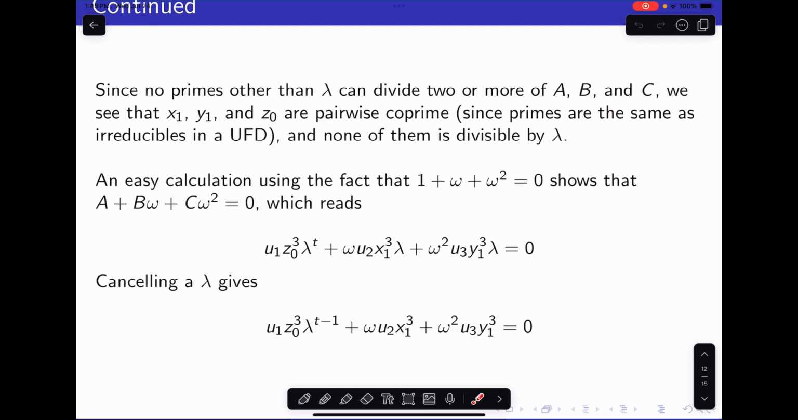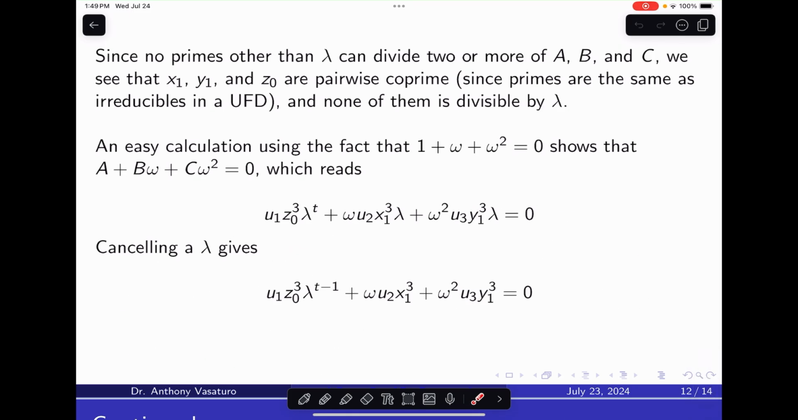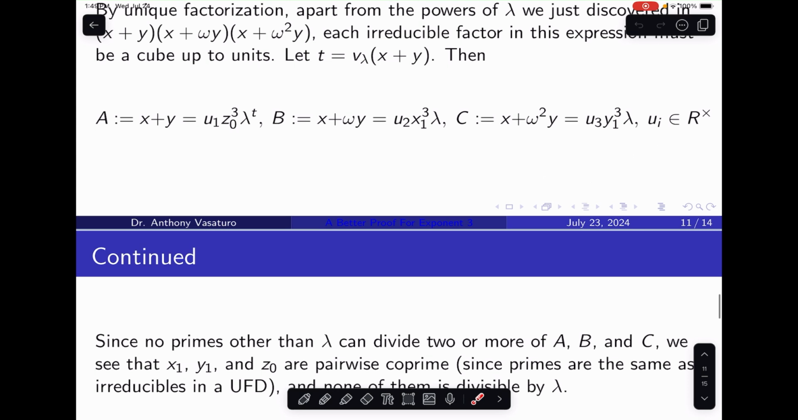Now, no primes other than lambda can divide two or more of a, b, and c. That was numbered exercise 4. So we see that x1, y1, and z naught are pairwise coprime, again because primes are the same as irreducibles in a UFD, so in particular in R. So these new numbers that we found in R are still coprime. And none of them is divisible by lambda, because all the lambdas were already pulled out in a, b, and c. There are no more lambdas dividing anything left over here, here, or here.